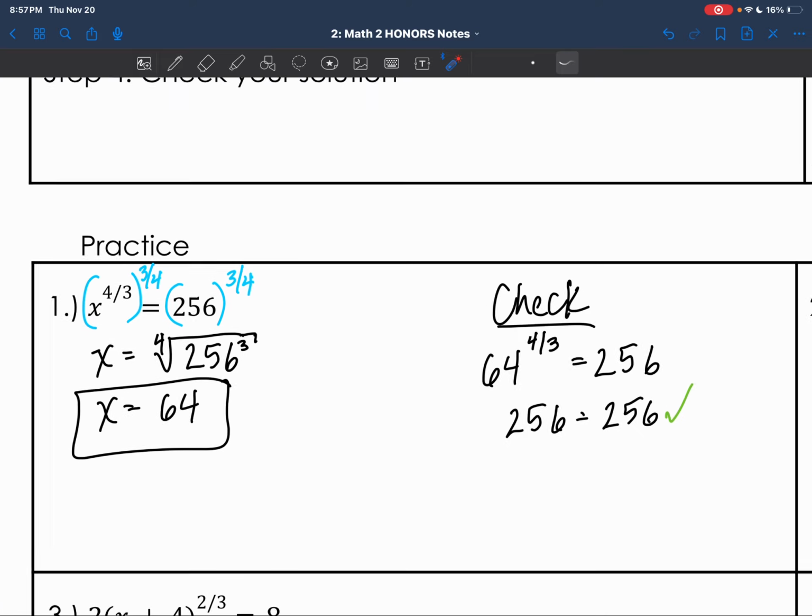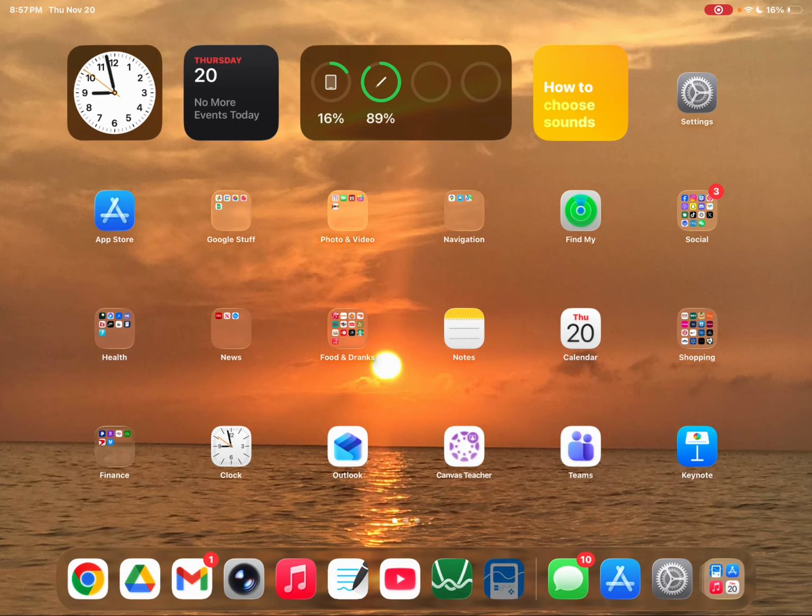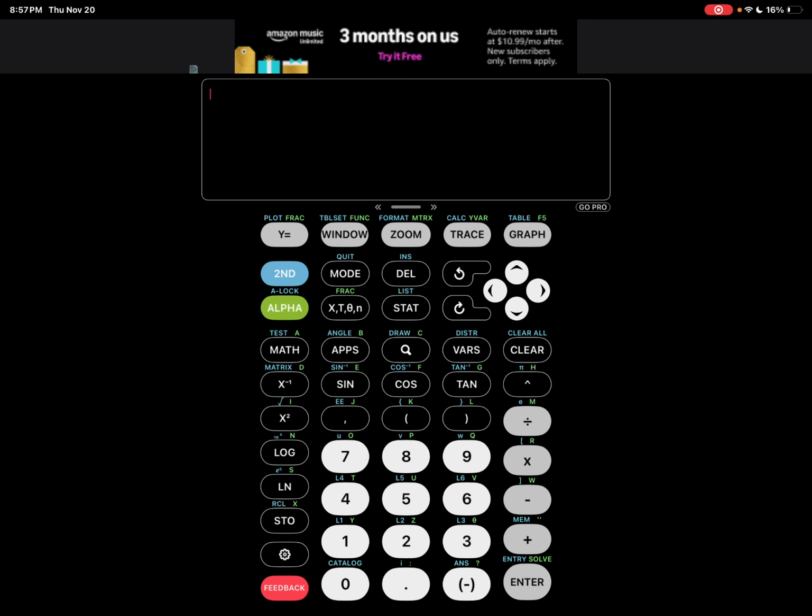All right, now I'm going to show you on the calculator real quick. Let's say you have a TI. There's a couple different ways to do this with the calculator. I'm just going to take 256, and you're going to use your exponent key. Mine just automatically goes, but remember it's the one that looks like a little arrow. Typically, I like to put the exponent in parentheses. If you have a fraction, anytime, I always put it in parentheses. So I just go 3 divided by 4, parentheses, and then you just press enter and it's going to give you 64.